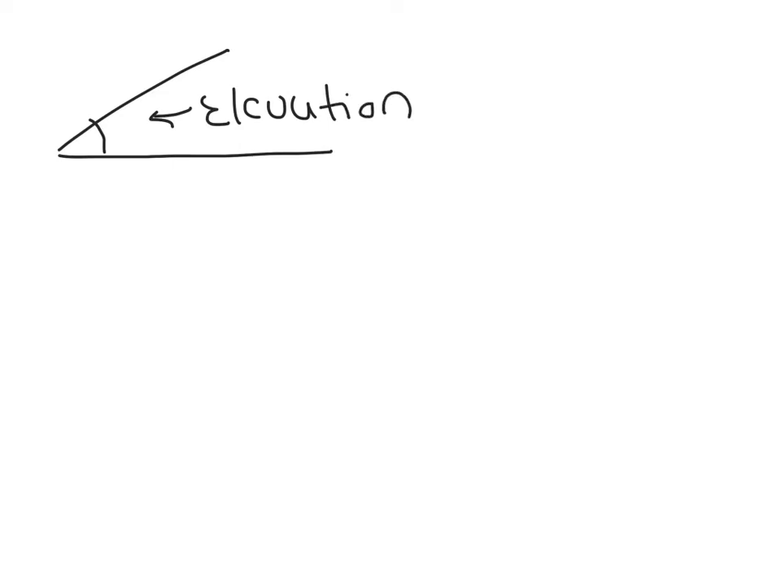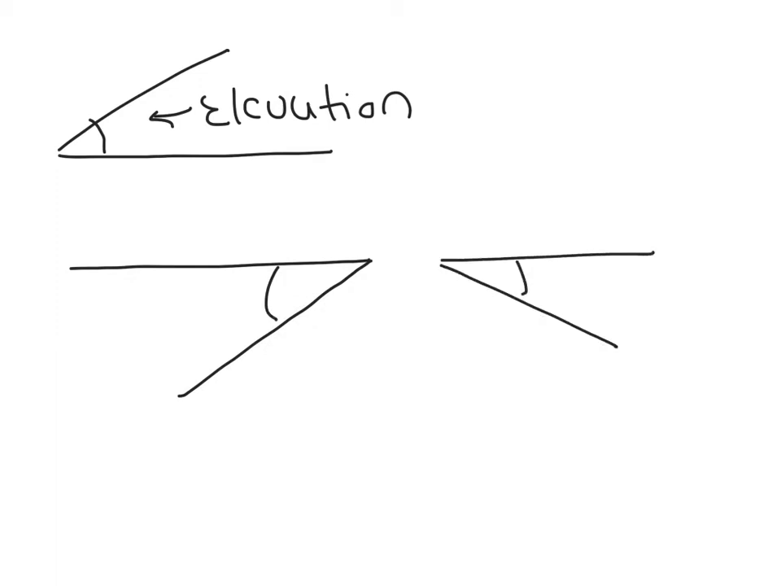The next thing you need to talk about is the angle of depression. If this is your horizontal, when you depress, or when you go down, you're going to go down this way, or you could also go down this way, it doesn't matter, but this angle right here is the angle of depression. You need to make sure you know where these are so that when you draw your picture, you have them in the right place.